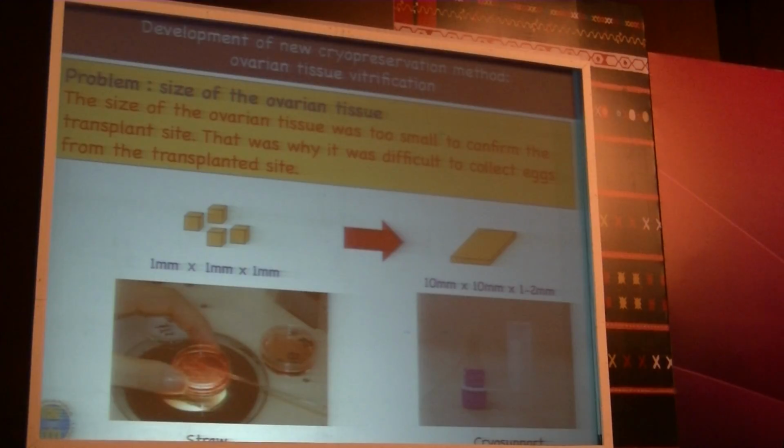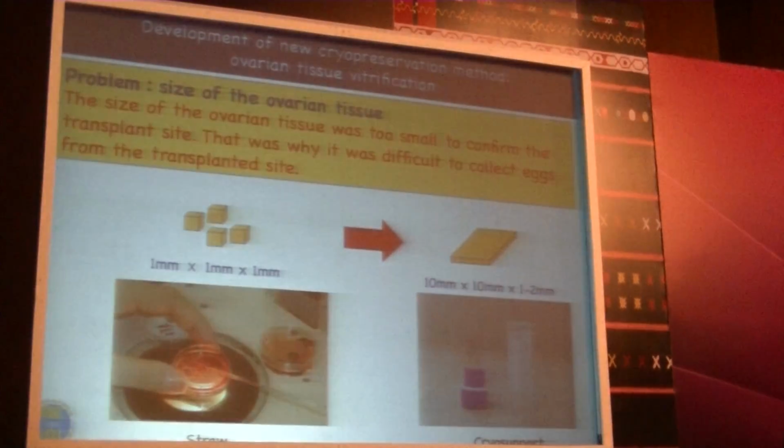But unfortunately, the size of the ovarian tissue was too small to confirm the transplanted size. That was why it was difficult to collect eggs from the transplanted site. Therefore, we established a new device, cryosupport. The size of the ovarian tissue for this new device is 1 centimeter in height, 1 centimeter in width, and 1 to 2 millimeters in thickness. Next, I will show the data using this new device.